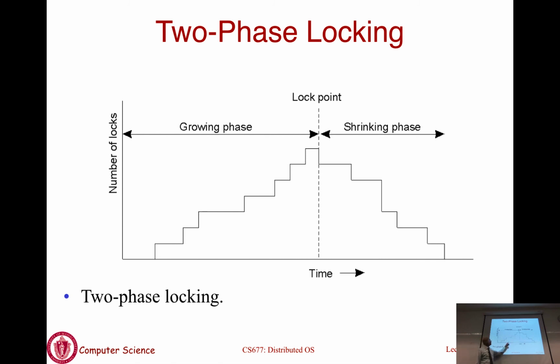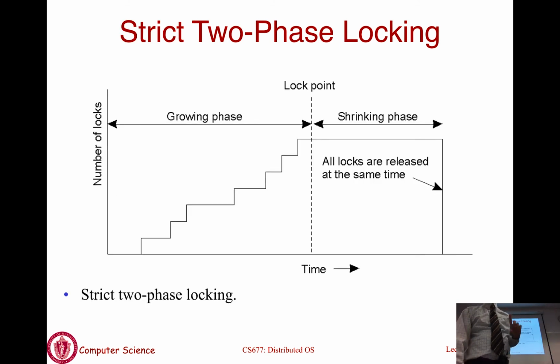So you can essentially start releasing locks once you are done, and then once your transaction finishes, you have released all the locks. This is called two-phase locking. There's a variant of this which is called strict two-phase locking, where the only thing you do is you wait until the end and release them all at once. This is much simpler. Keep getting locks, then when the transaction has ended, you release them all at once.